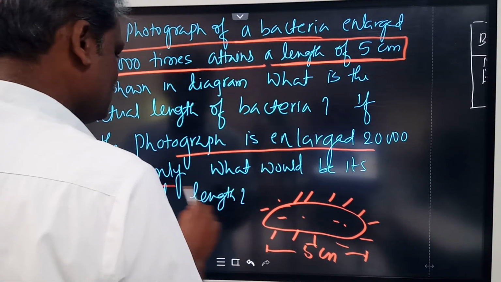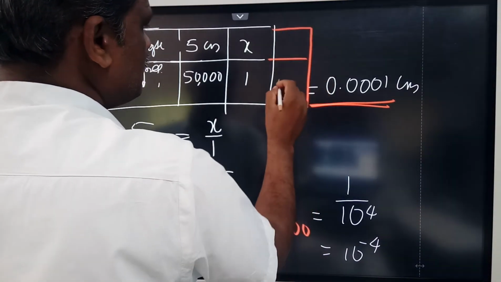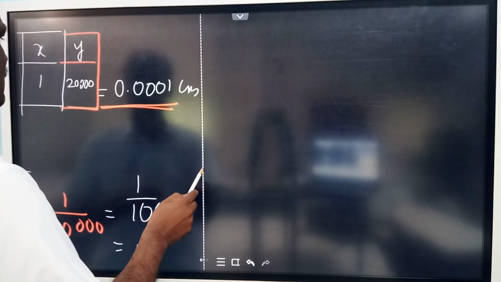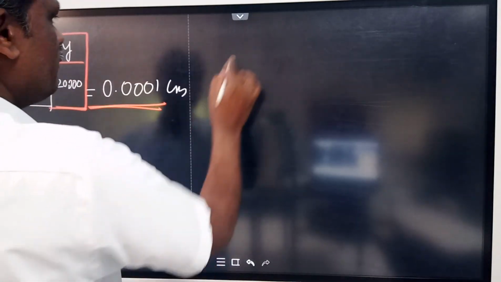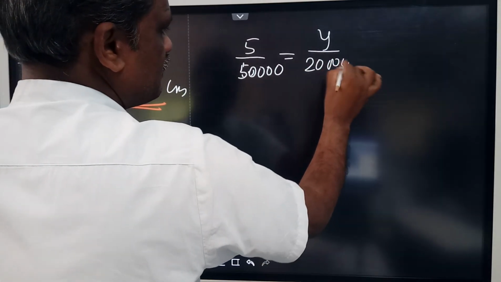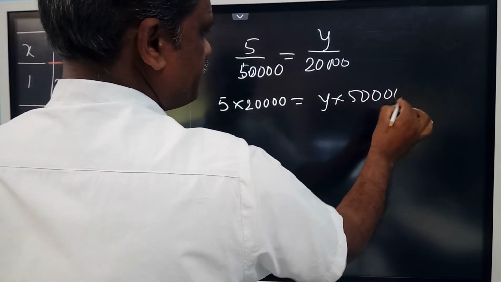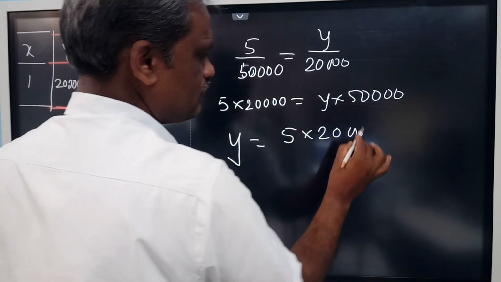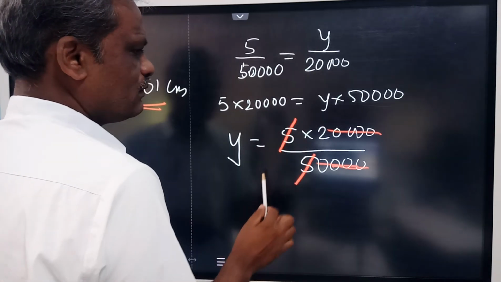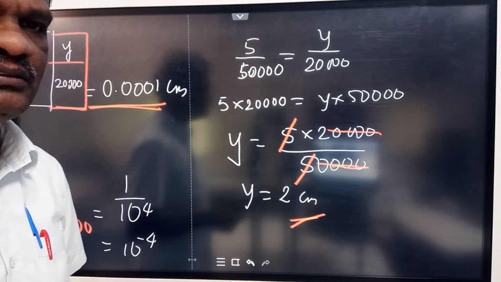If it is enlarged 20,000 times, what would be its enlarged length? If you enlarge this by 20,000 times, you write the enlarged length of the bacteria. So you can write this ratio: 5 by 50,000 is equal to y by 20,000. So 5 into 20,000 is equal to y into 50,000. So y is equal to 5 into 20,000 divided by 50,000. Simplify this one. 4 zeros with 4 zeros, 5 and 5. y is equal to 2 centimeter. So that means when you enlarge it 20,000 times, the bacterial length will be 2 centimeter.